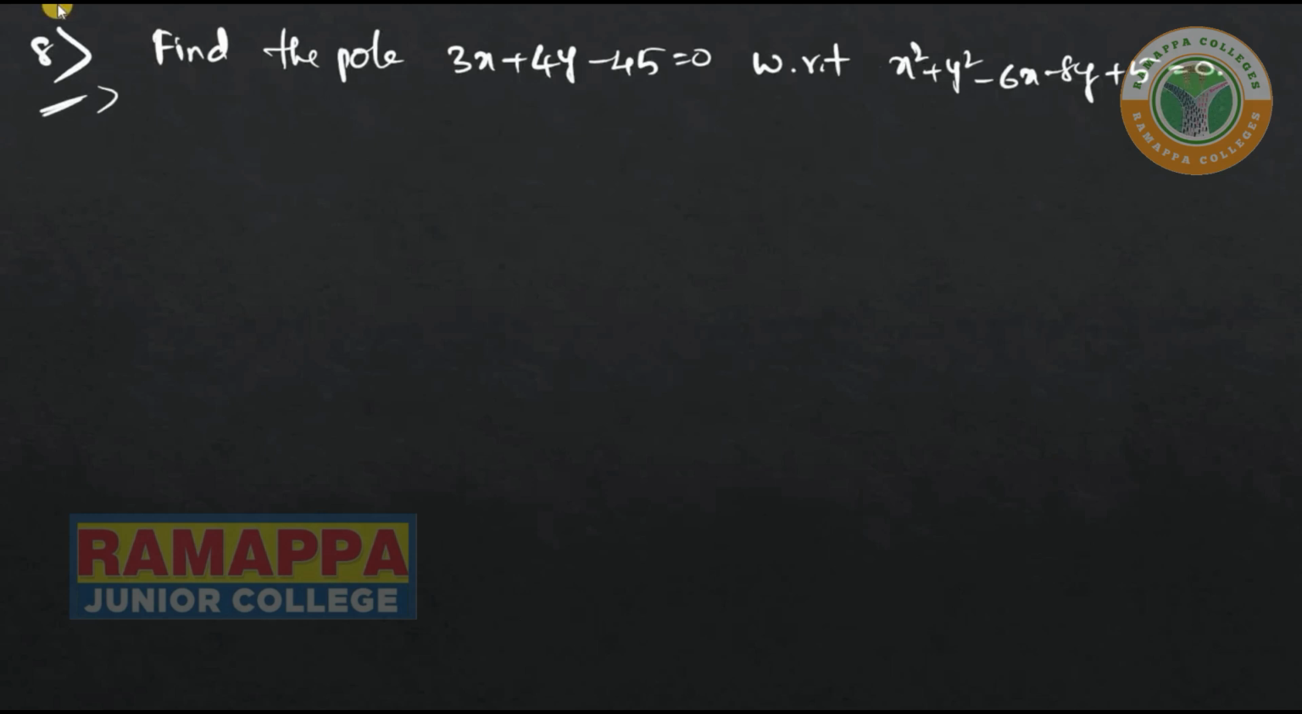Now the eighth question is: find the pole of 3x plus 4y minus 45 is equal to 0 with respect to x square plus y square minus 6x minus 8y plus 5 is equal to 0. So the solution here will come like this.